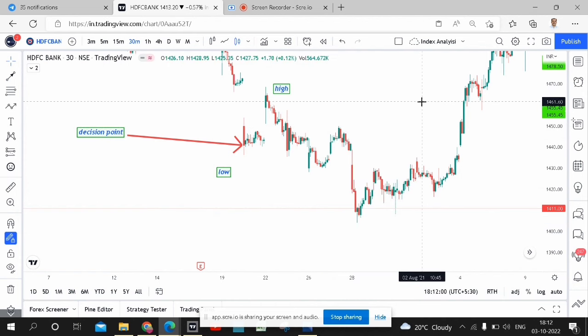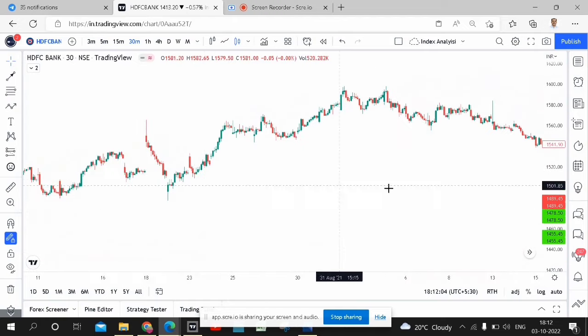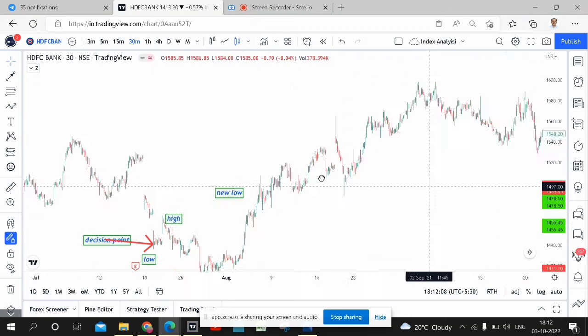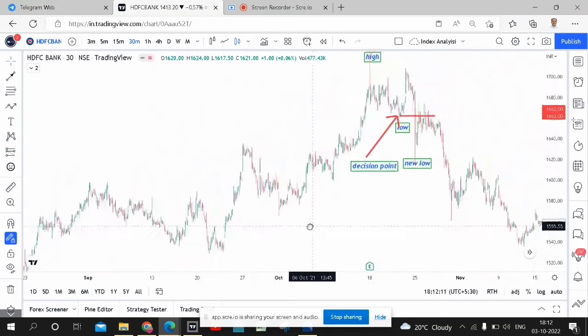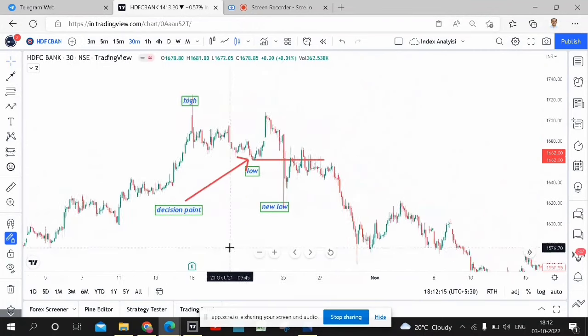So this is very simple. Just understand the logic: at what point the market trend is reversing, what is your stop loss, what is your entry point. You should know all these things. Again, I have more examples.